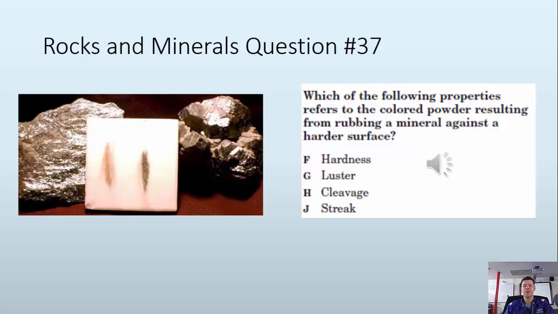Which of the following properties refers to the colored powder resulting from rubbing a mineral against a harder surface? Our best answer here is, if you remember, we take a mineral and we rub it across this plate and we take a look at what the streak is left, and it kind of gives you a true indication of the color of the mineral. So this is called the J, the streak test. Remember, cleavage is how a mineral breaks. Its hardness was on that Mohs scale of hardness. Its luster is kind of how metallic or how shiny it looks. So our best answer here is J, the streak.